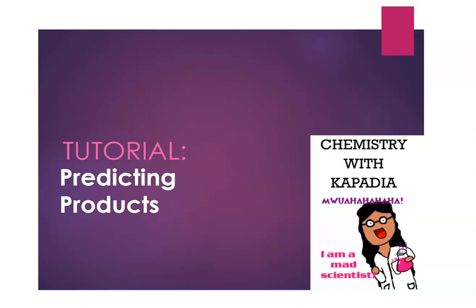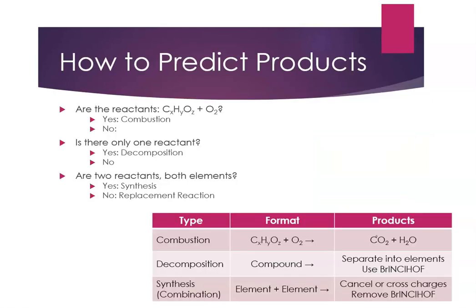Today I will be doing a tutorial on how to predict the products of synthesis, decomposition, and combustion reactions. All right, so in order to predict the products, I first need to recognize what type of reaction I have. So I have a little checklist that I made that I can use to figure that out. And then once I know what type of reaction, I can then figure out what the products are using my little chart down here.